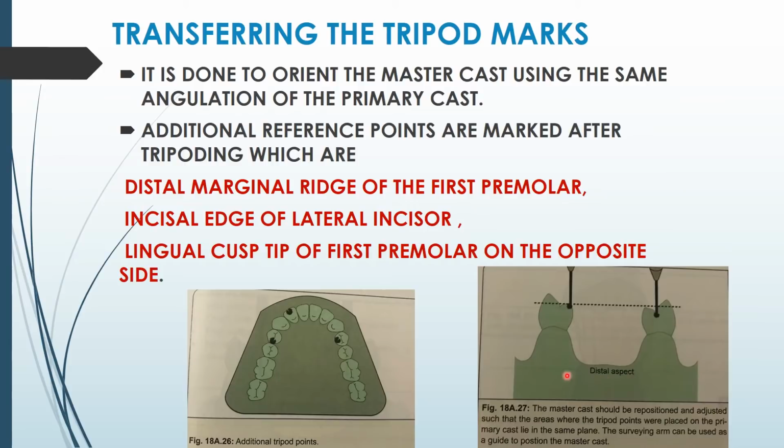So the master cast should be repositioned and adjusted such that the areas where the tripod points are placed on the primary cast lie in the same plane, and the surveying arm can be used as a guide to position the master cast. So we have transferred this to the master cast with the help of some additional reference points, because these points are anatomical landmarks. So it becomes easier for you when you're transferring it.